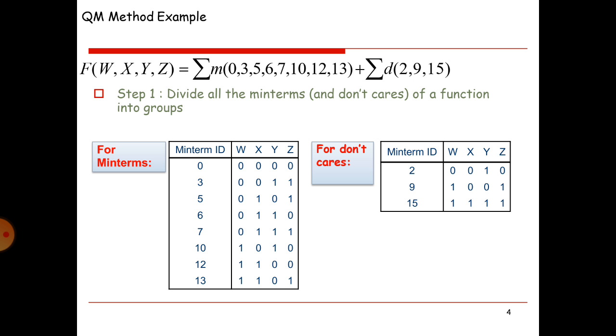So for that we have to write the equivalent 8421 code, W, X, Y, Z. Similarly for don't cares, the IDs given in the problem are 2, 9, 15. Further you have to write the 8421 code respectively, W, X, Y, Z. So 2 is 0, 0, 1, 0, 9 means 1, 0, 0, 1 and 15 means four ones. So these are the equivalent binary numbers for the decimals respectively.